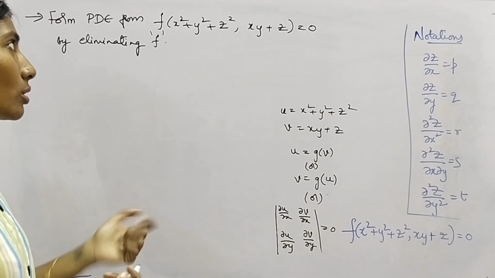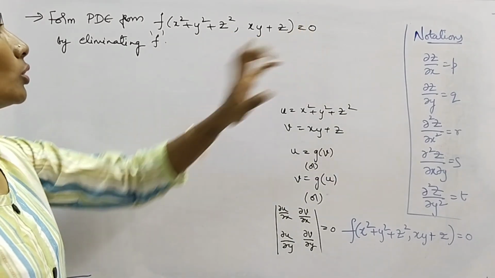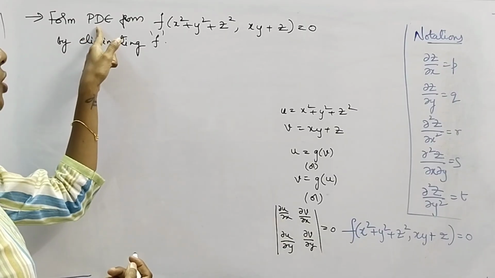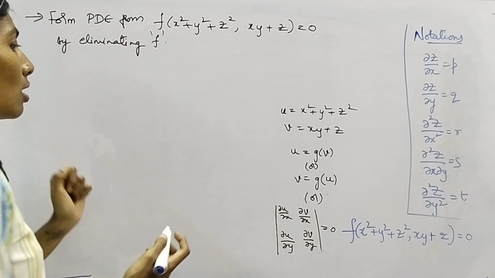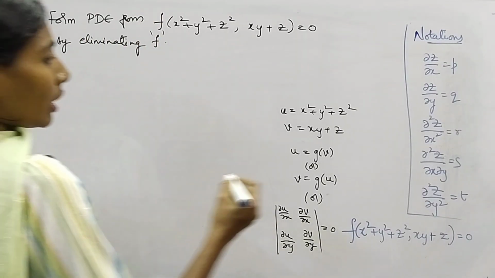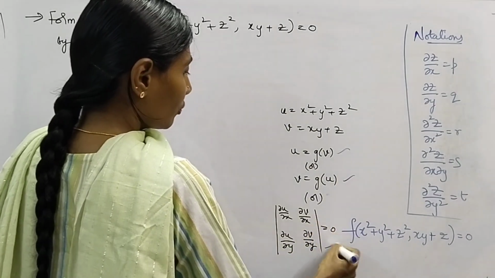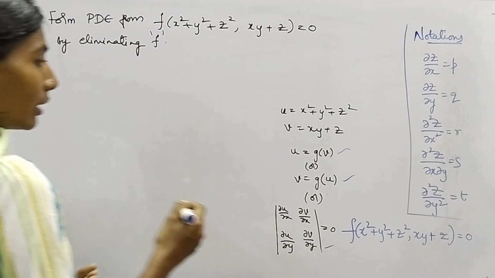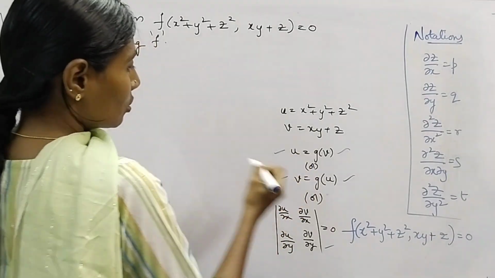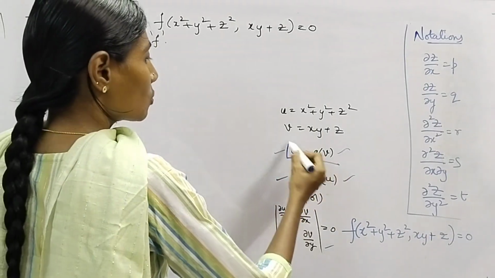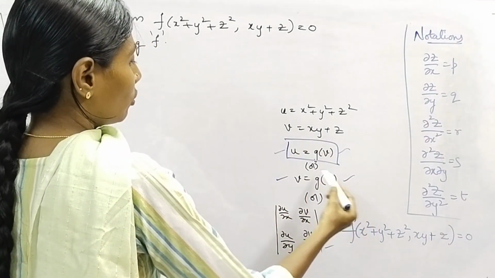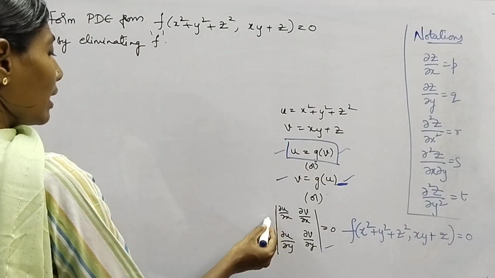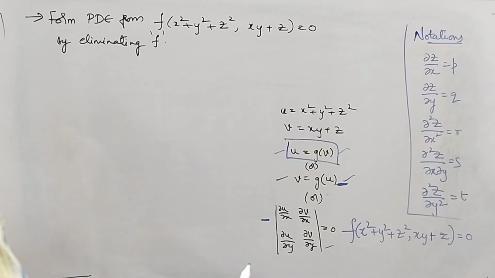So we are given a relation f of some u and v equal to 0, where f is an arbitrary function, and we are asked to form a partial differential equation by eliminating this f, right? Let's see. Here we can apply any of these three methods, or you may get another method also, but in this video we are going to try the first two. I'll explain the first one, and at the end of the video I'll just show the solution using this method, and I'll show the other method in the next video.